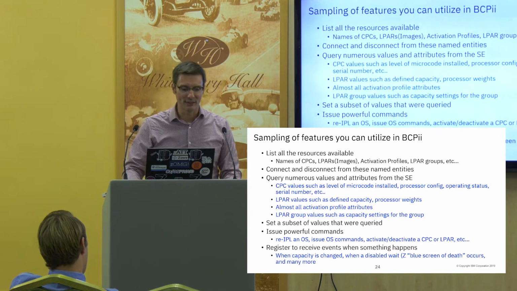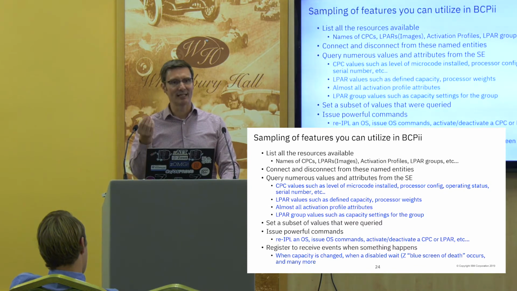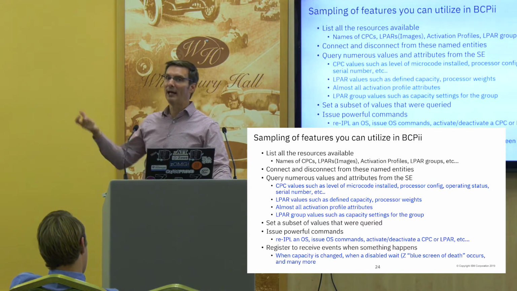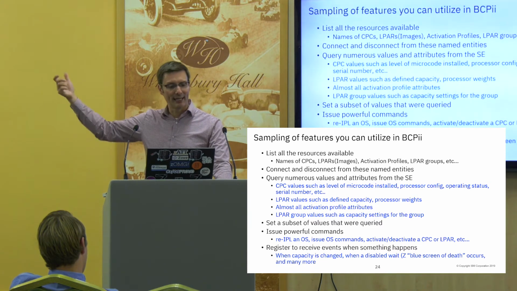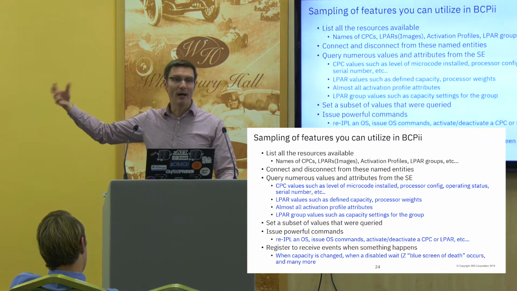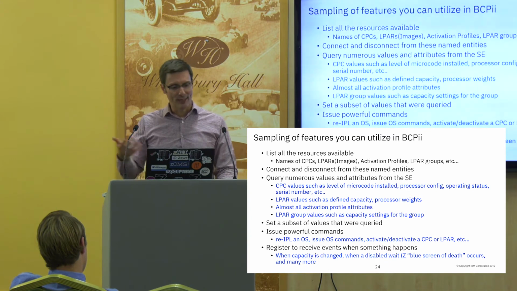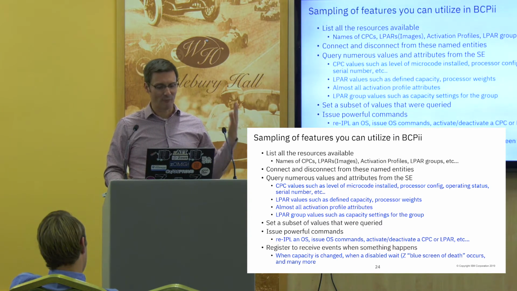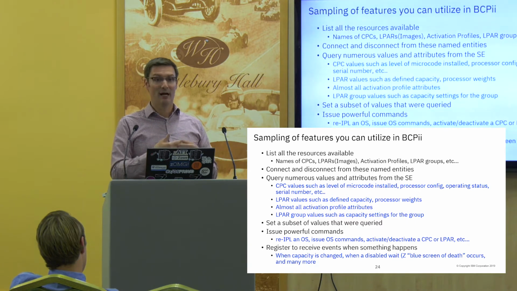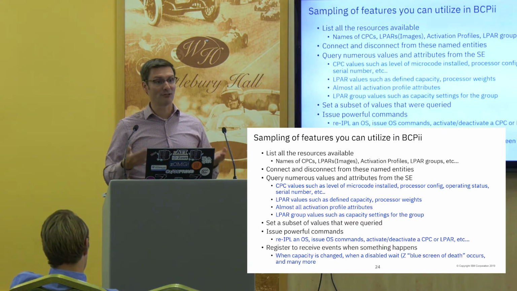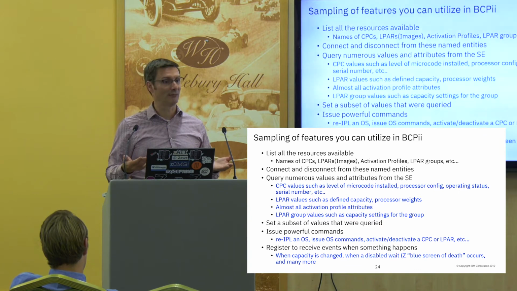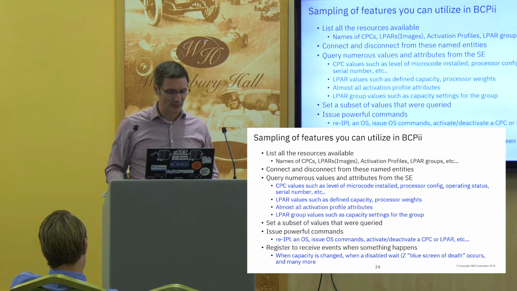So let's talk about some of the things you can query. Once I have this connect token, now I can say query, I pass that connect token, and then I can specify what attributes I want to look at. So I can look at CPC values, such as the level of microcode installed, the processor configuration. For example, how many of all the engines, all the processors do I have installed in this machine? Very useful to have that information maybe. The operating status of the machine, serial number.